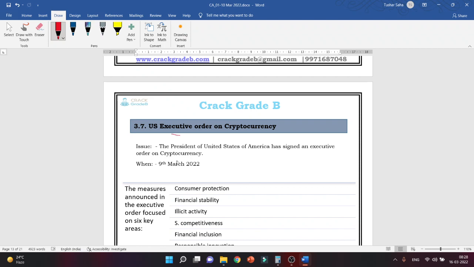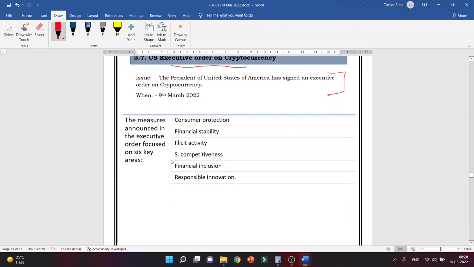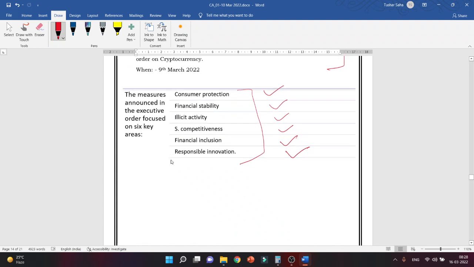Then, the US executive order on cryptocurrency. Recently, I think you have gone through news which says Bitcoin is rallying again. I mean, Bitcoin's price is increasing. The price is increasing because the American president, Mr. Joe Biden, has signed an executive order regarding cryptocurrency, right? It will focus on 6 areas, and it is a kind of research: consumer protection, financial stability, illicit activity, competitiveness, financial inclusion, and responsible innovation. So the study of cryptocurrency on these broad parameters will be done in the US, right?